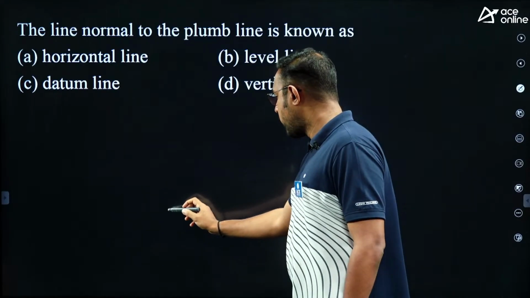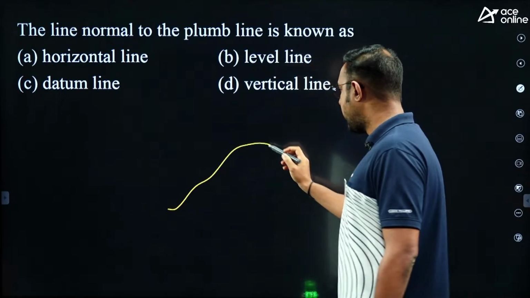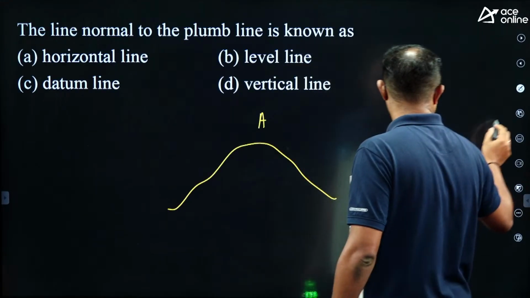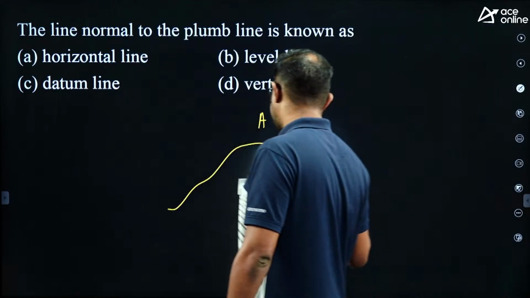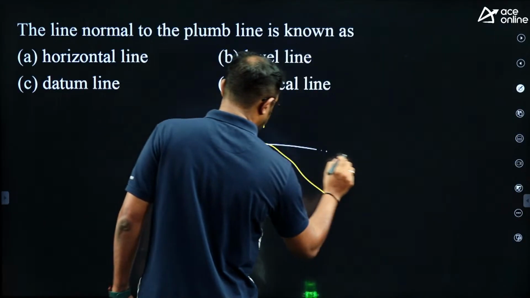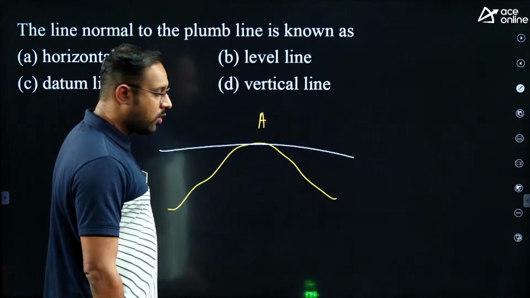Let me just draw it, okay. So imagine you have a ground like this. This is a point A. Tell me, what is a level surface? A level surface is a curved surface like this, parallel to the mean spheroid of the earth.